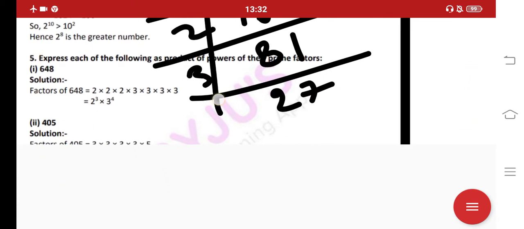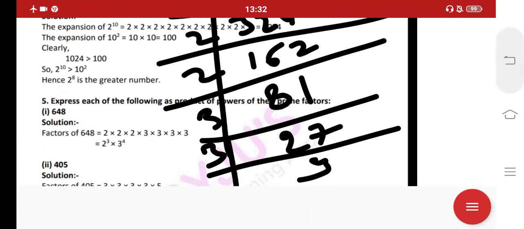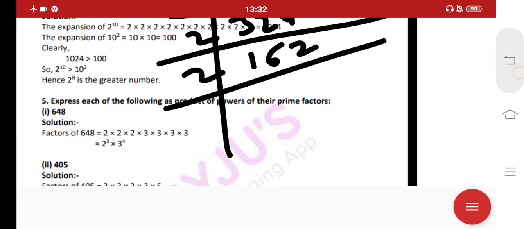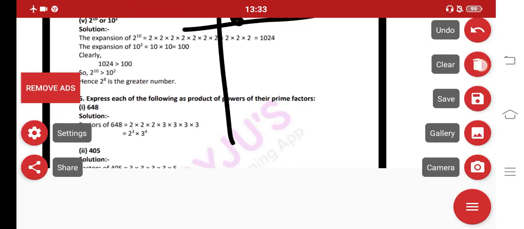And here it is 3 9s are 27 and 3 3s are 9. So 2 into 2 into 2 and 3 into 3 into 3 into 3. This is our prime factorization. So see here, our prime factorization is 2 into 2 into 2 and 3 four times. So in exponential form, 2 is written 3 times, so we will write 2 to the power 3, and 3 is written 4 times, so we will write 3 to the power 4. So like this you can express it in exponential form. This is our question number 5.